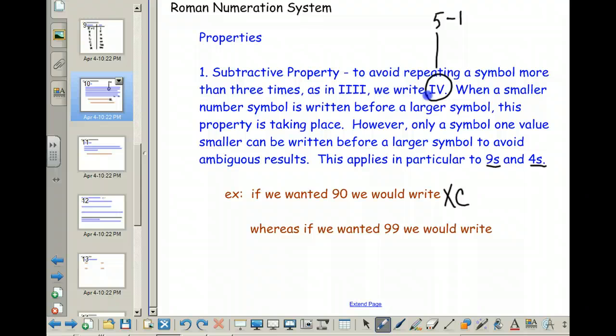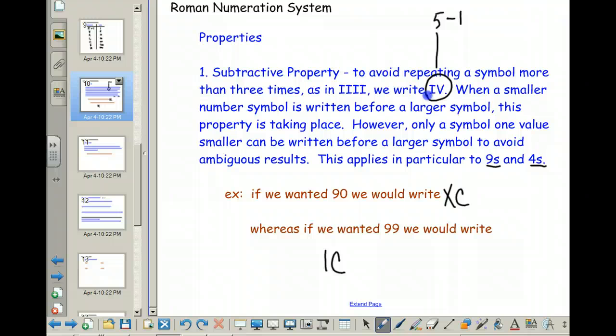99, I'd really like it if they did this. So let me show you what you can make a mistake into thinking would be true. Well, C is 100, right? So what if I just said IC? Sure, why not? That's 100, and then I would minus 1. Here's the deal, though. That's not one symbol value less. I know it's a numerical value for what we think of as values, but that's not what they're talking about here. The only number that can come before C is X, because it's one symbol value less. That means the number I can only come before what value or values? Vs and Xs, actually, too. So if it comes before 5, it can come before 10.